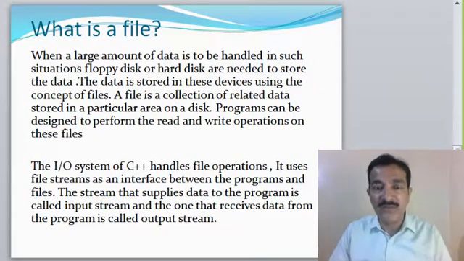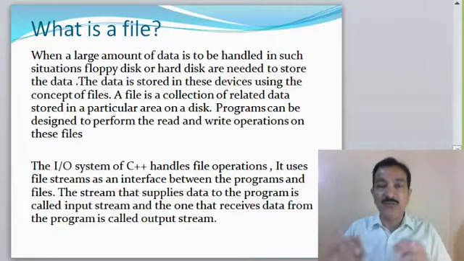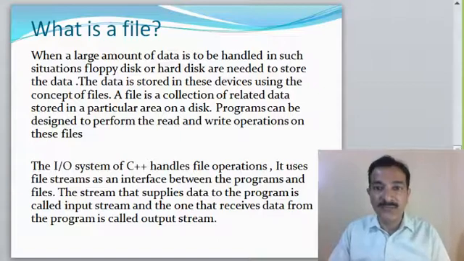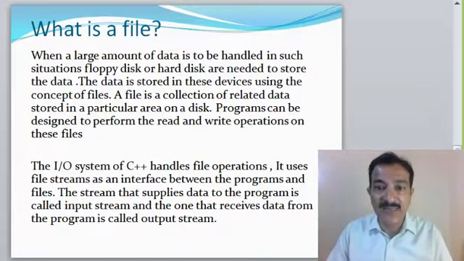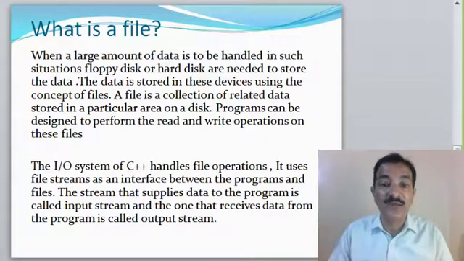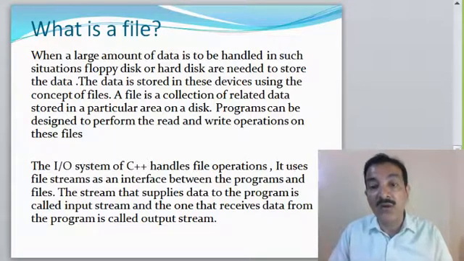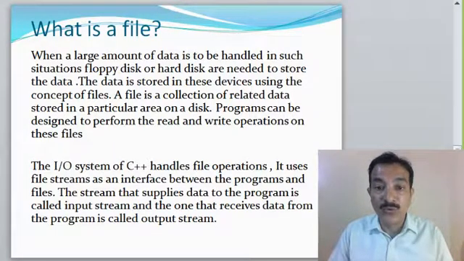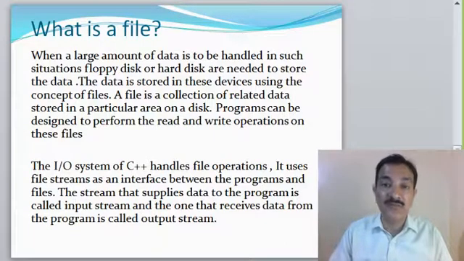If it's a large amount of data, if you want persistent data, data that stays even after switching the system off and on, you have to store it in a floppy disk, your hard disk, or a pen drive. The data is stored in these devices using a concept called files. So a file is a collection of related data stored in a particular area on a disk. Programs can be designed to perform read and write operations on these files.